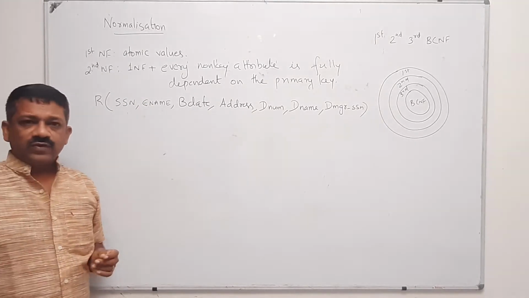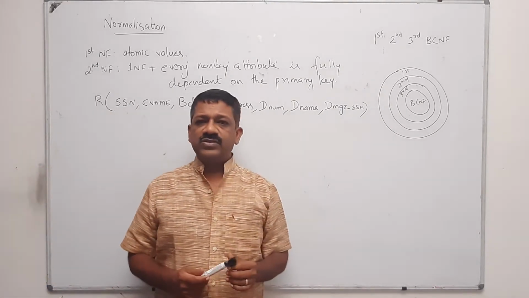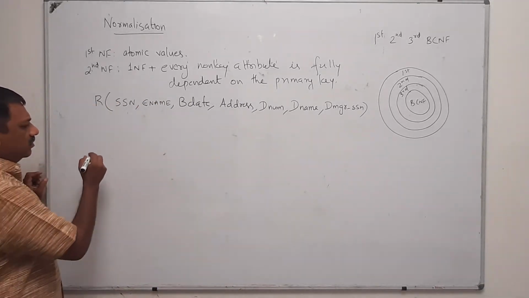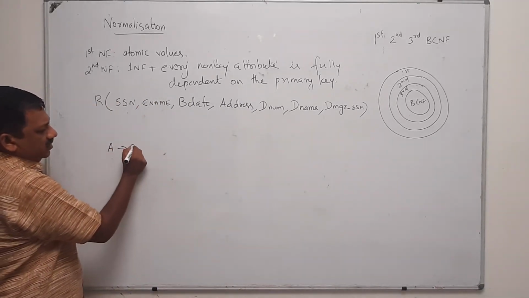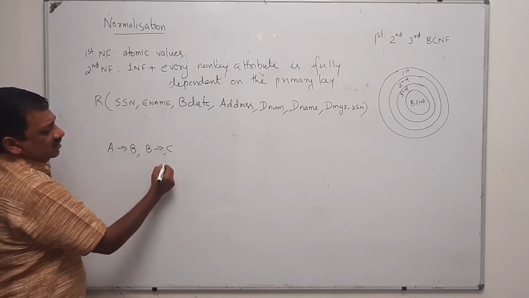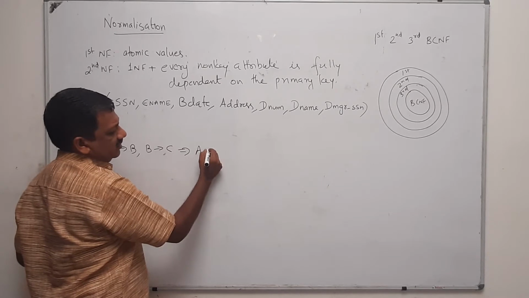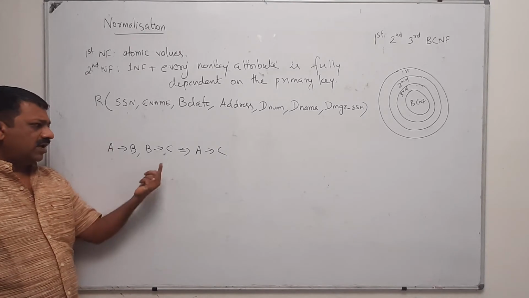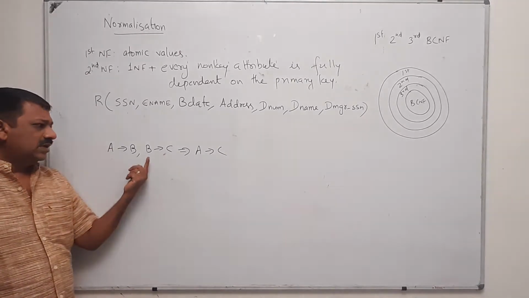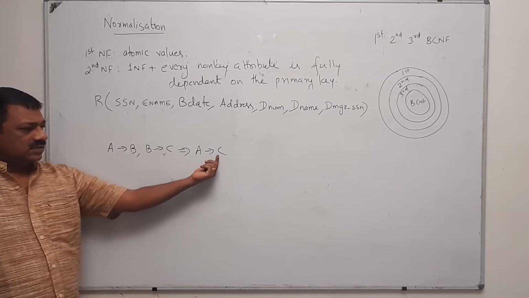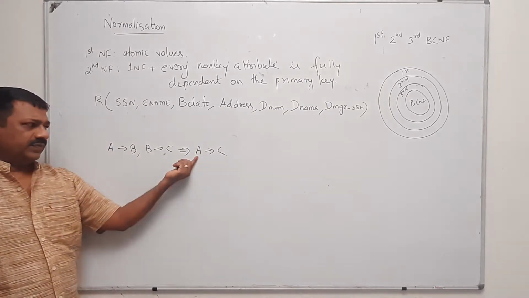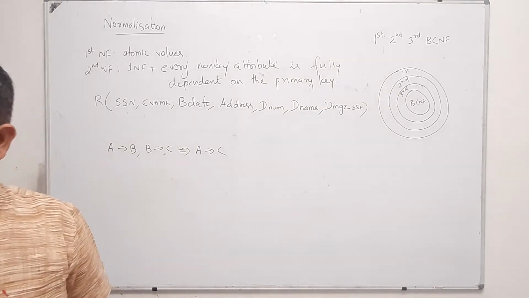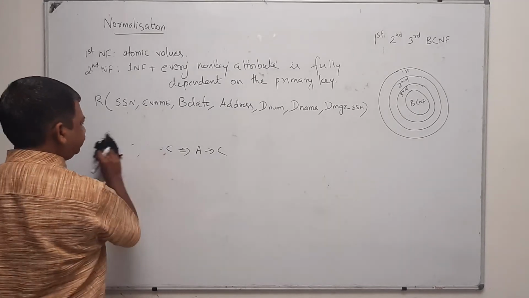Before discussing third normal form, one of the properties of functional dependencies is: if A determines B and B determines C, then A determines C. That means if B is functionally dependent on A and C is functionally dependent on B, then C is functionally dependent on A. This is the transitivity rule.